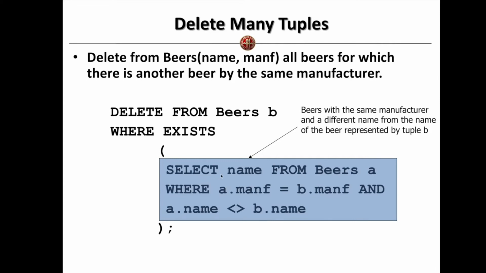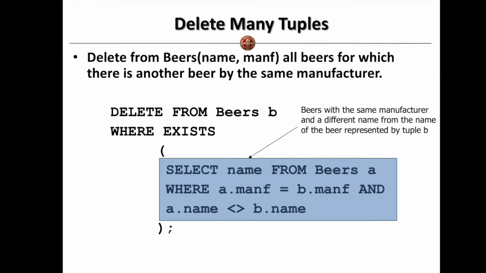We'll have select name from beers. We provide name A for beers, where A dot manufacturer equals to B dot manufacturer. B is the beers table from here, outside it. And we have a condition that A name doesn't equal to B name. In other words, for the tuples in the beers B table, we can find another tuple in the beers table. They share the same manufacturer, but with a different name, right? And we will return these names of these beers as the return result for the subquery.